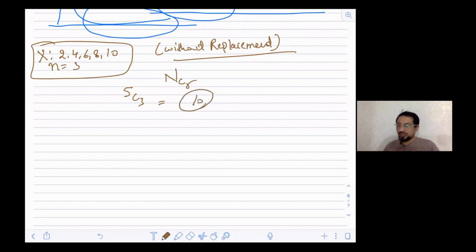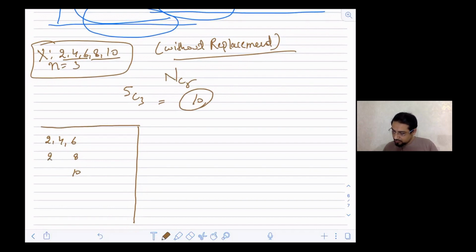But now we are going to choose how many elements in each sample? 3 instead of 2. So we will be selecting like this. Let's say the first sample would be 2, 4, 6, because anyways we are going to select 3 unlike the previous one. And then the same thing, we would write 8, 10. Then the next one would be 2, 4, 8, and then 2, 4, 10.